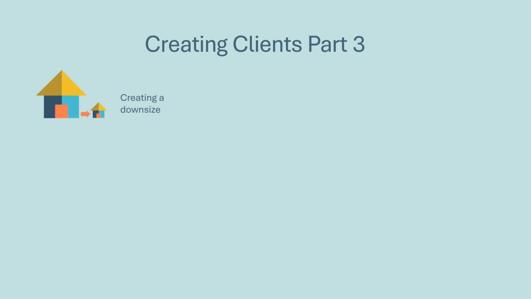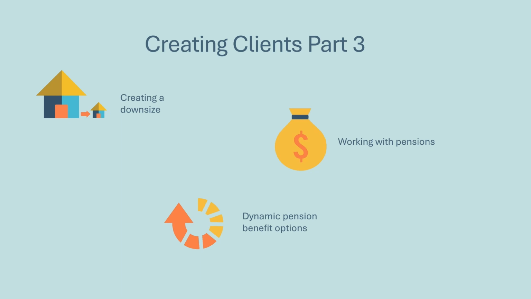In this video, we'll take a look at how to input a downsized property. We'll explore how to work with pensions, looking at how data feeds through to each of the statements we've looked at in the previous two videos: net worth, income, and expenditure. We'll also introduce some of the dynamic pension benefit options in Truth.